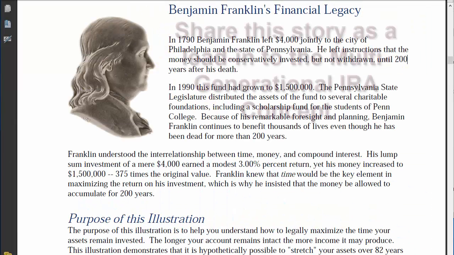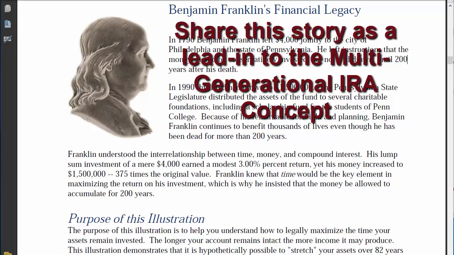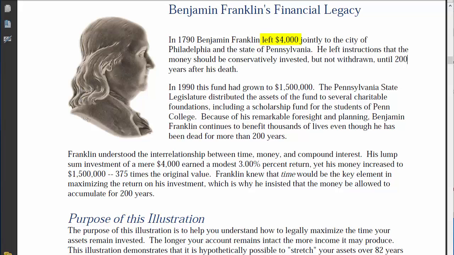This is page 4 of the Stretch IRA illustration. As you can see, it tells the story of Benjamin Franklin, who left $4,000 to accumulate for 200 years. The important part of this illustration is that Benjamin Franklin understood the interrelationship between time, money, and compound interest. The longer you can let money accumulate, the more return you'll get on your money.